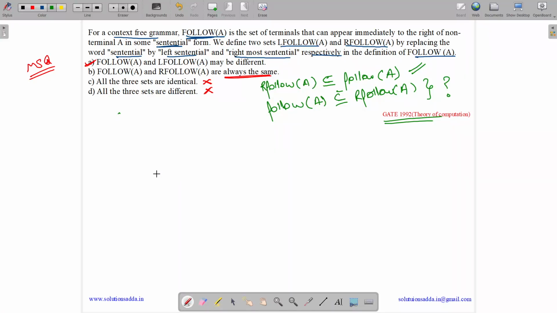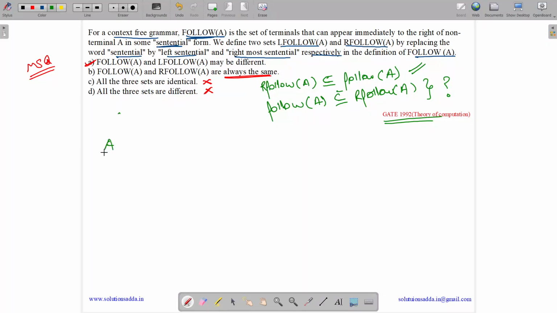Okay. So let us assume that a terminal T can appear to the immediate right of a non-terminal A in a sentential form. Okay, so how will you do this? Any terminal which can appear on the immediate right of a non-terminal in some sentential form must also appear to the immediate right of the same non-terminal in the right sentential form.